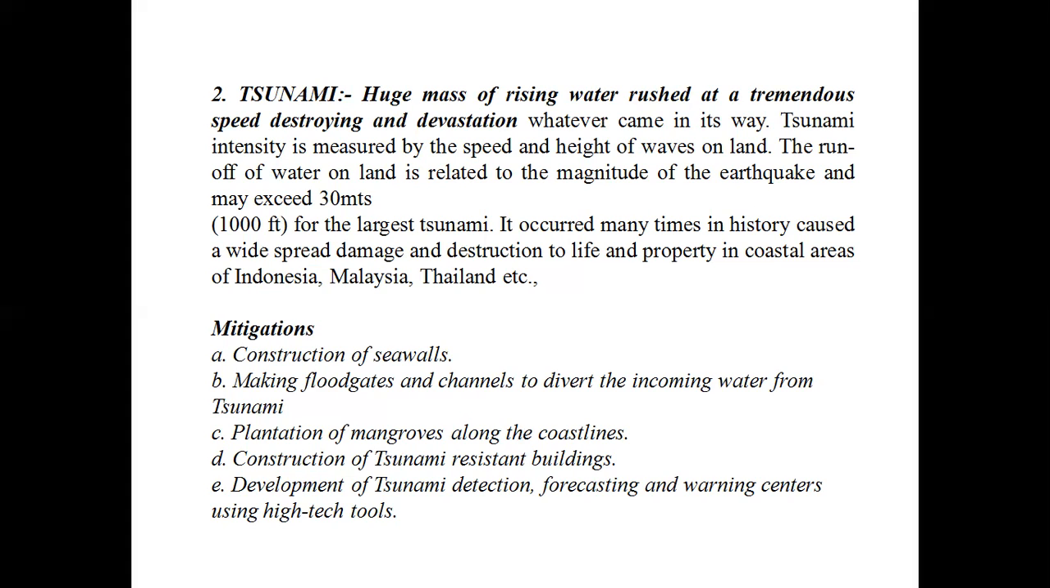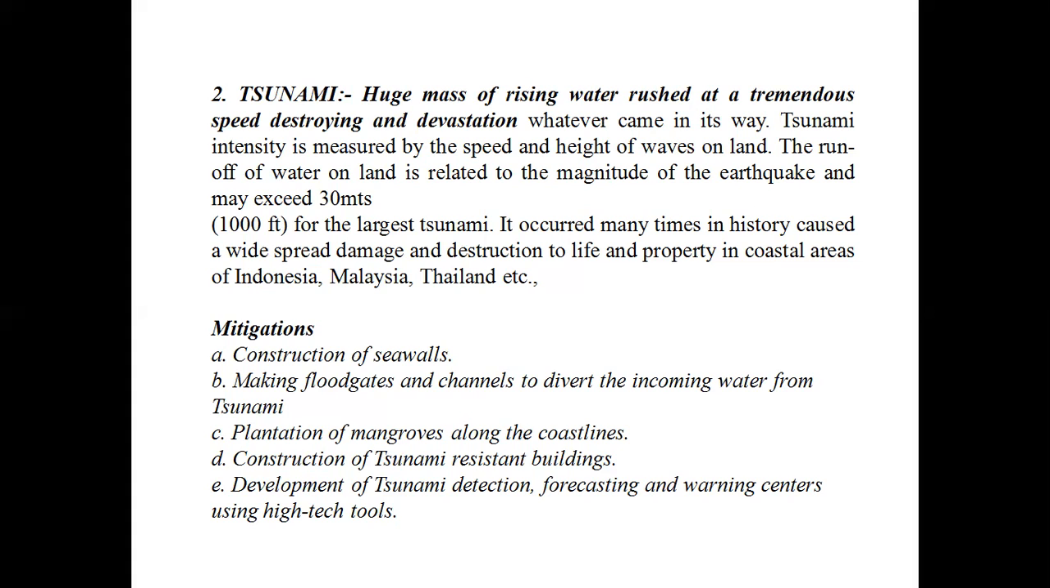But we are in a position to know about the recent Chennai tsunami. After that, people are very familiar with what is meant by tsunami, its mitigations, and its causes and effects. People are much more aware of tsunamis nowadays. So what are the mitigations of this? Construction of seawalls, they are already doing it, making floodgates and channels to divert the incoming water from the tsunami. It's a very difficult task, but we will try this.